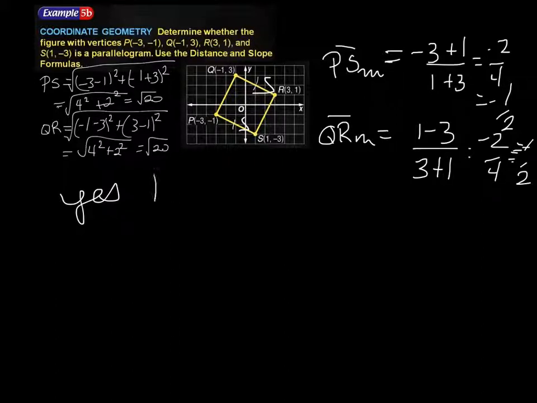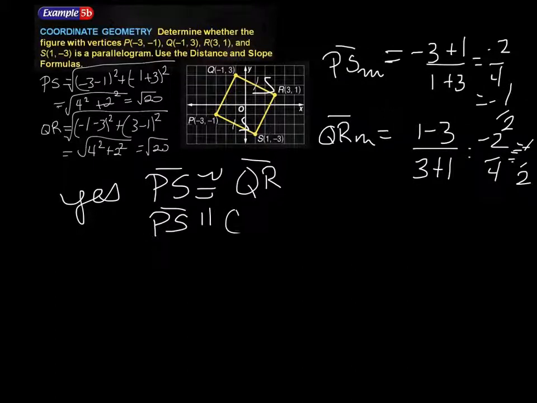We could say PS is congruent to QR, and PS is parallel to QR. Put a little hand sign in there, that's pretty.